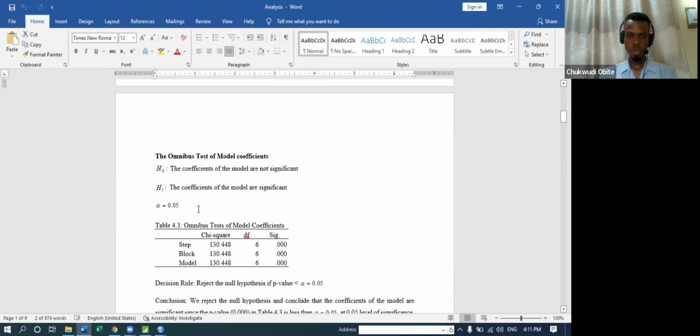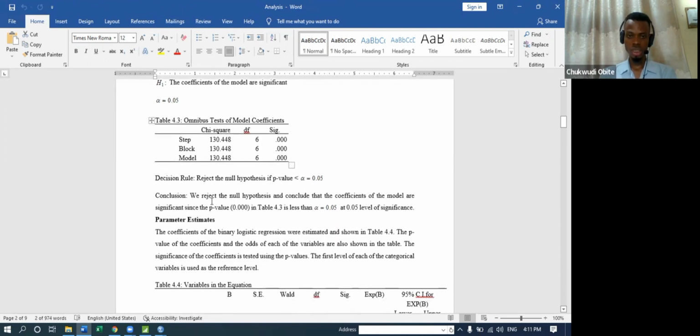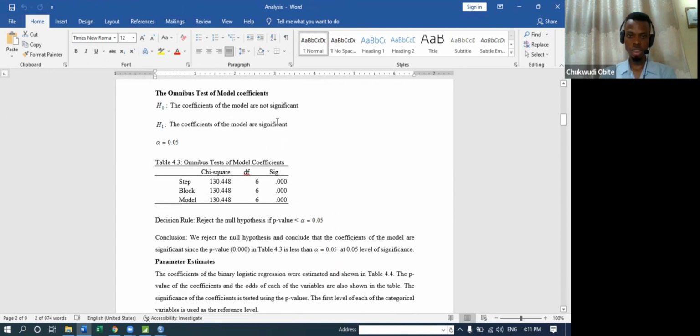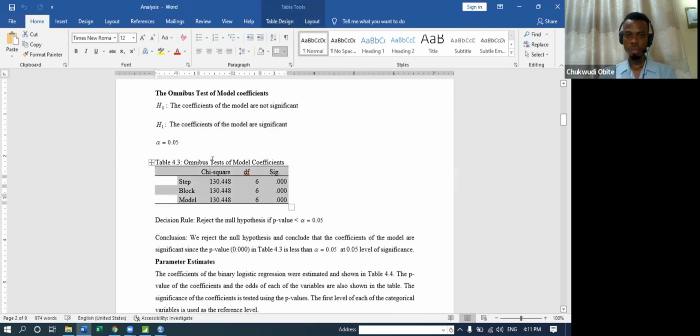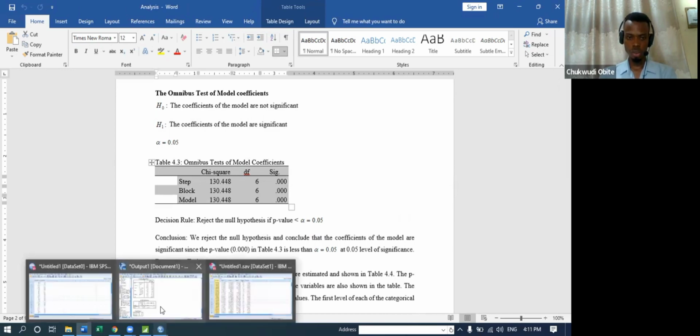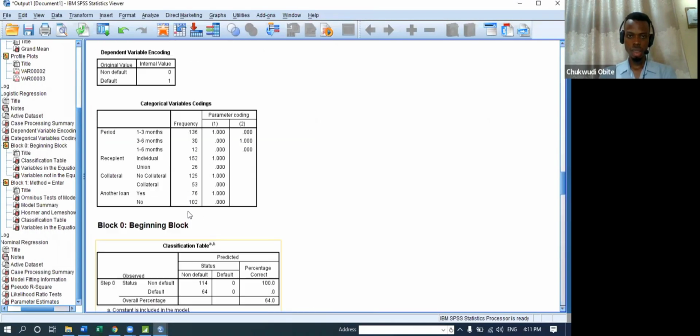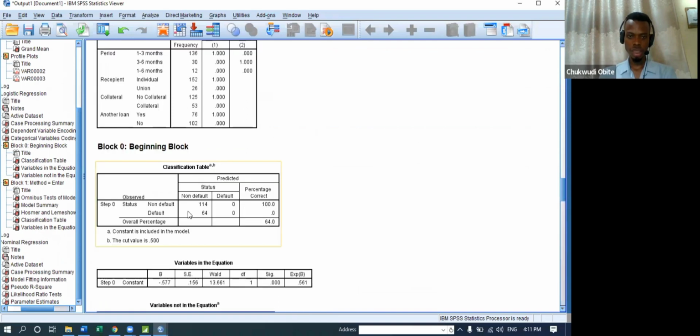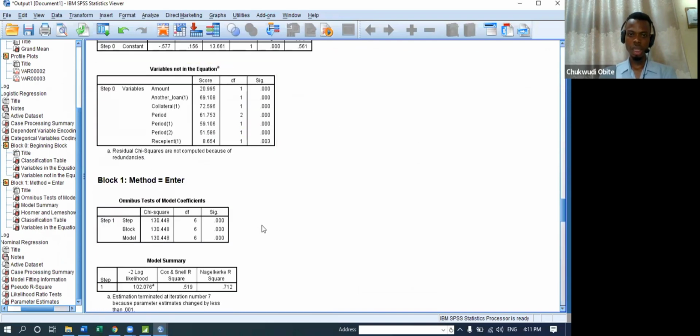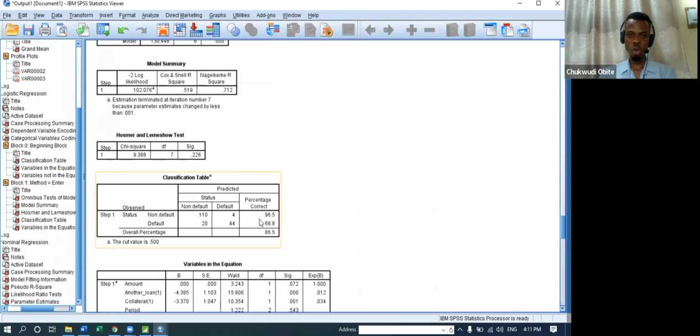Then I told you that we use the chi-square to test for the goodness of fit of the model, the same thing with OLS. In this case, the null hypothesis is that the model is not significant, meaning the model is not good. The alternative hypothesis is that the model is good. Now, how did SPSS get this value? SPSS got it by comparing two models. The first model was done with only the intercept, and the other model was done when all the independent variables were added to the model.